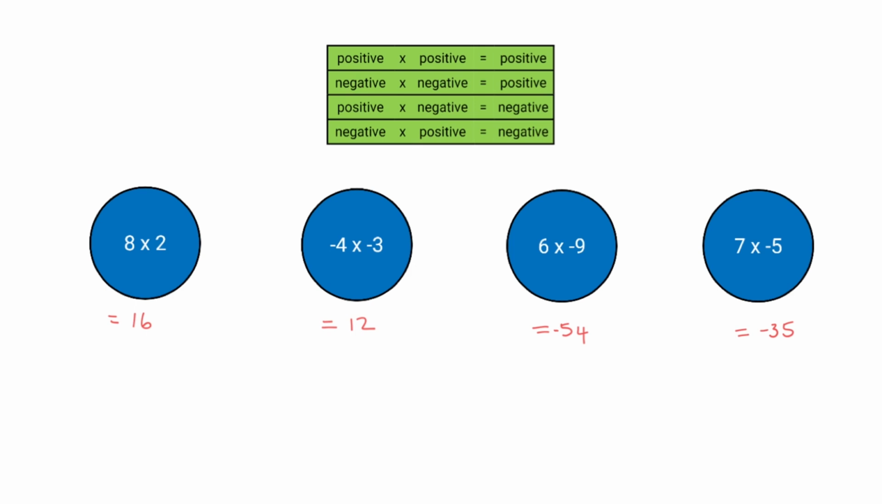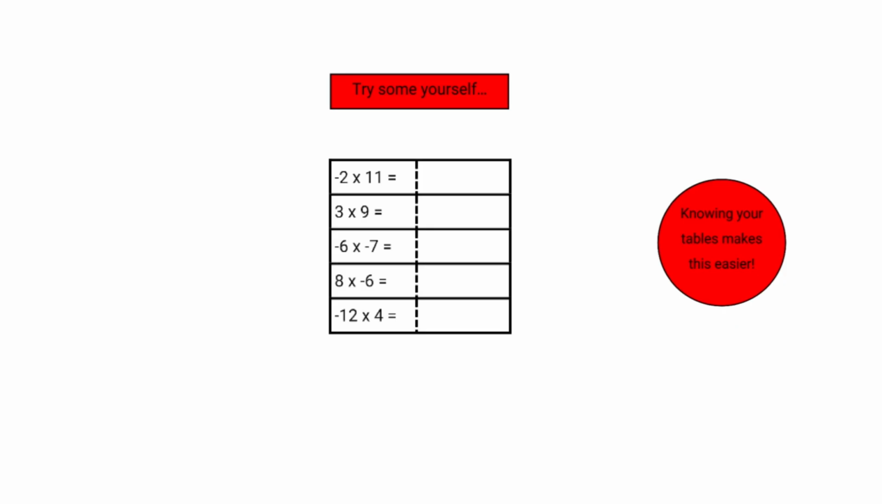Okay, now it's time for you to try a few of these yourself. As you can see, there's 5 sums here with a mixture of positive and negative numbers. Remember the rule. Two of the same, i.e. you've got two positives or two negatives, your answers are positive. If you've got one of each, your answers are negative. What you're going to do now, you're going to pause the video while you work out your answers, and then you're going to come back to the lesson to check your work. Let's check your answers.